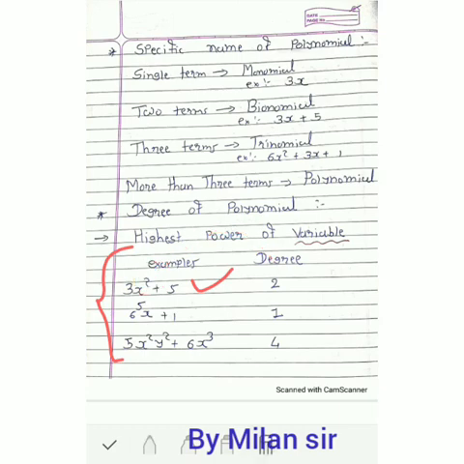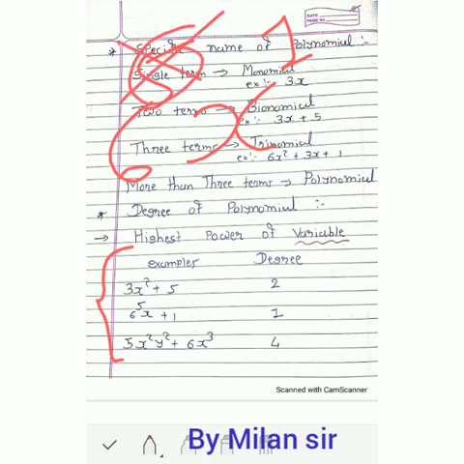Okay. In the second example, 6 raised to 5 and x. Now the exponent of x is not given. That means the exponent is 1. So we do not consider this 5 because it is the exponent of the coefficient. So for finding the degree of a polynomial, we do not consider the exponent of the coefficient. We just look for the exponent of the variable, and that is 1. So my answer is 1.